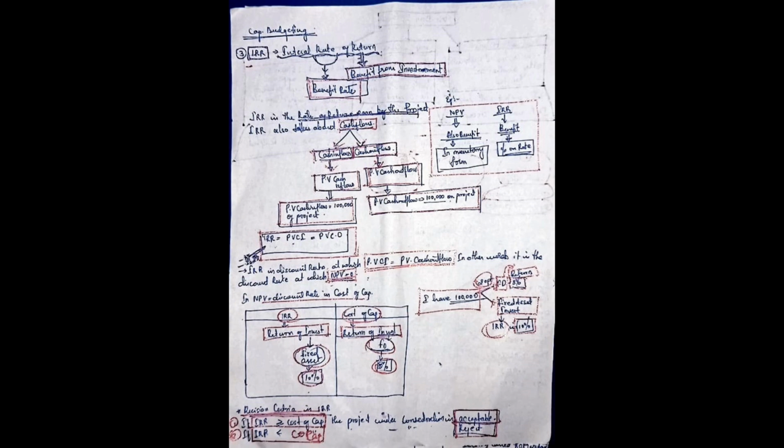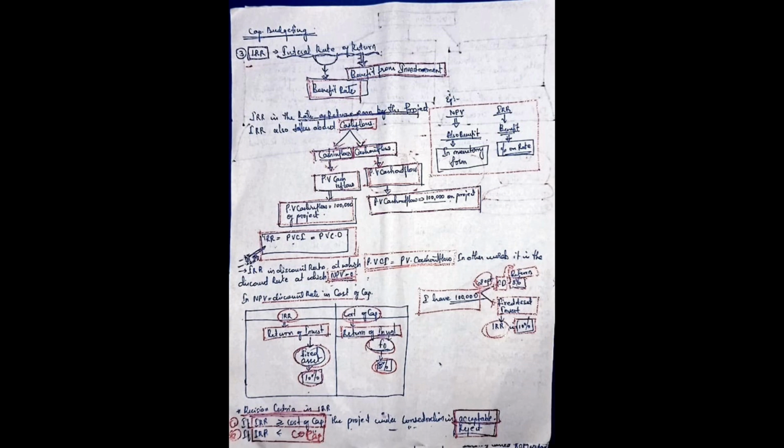IRR also talks about cash flows, which are cash inflow and outflow. In inflow we have the present value of cash inflow, and in outflow we have the present value of cash outflow. For example, I have 1 lakh rupees. Here we are going to learn how NPV and IRR work. In NPV, I have cash of 1 lakh rupees, and I also have a benefit in monetary form. In IRR, we have a benefit of rate of return.